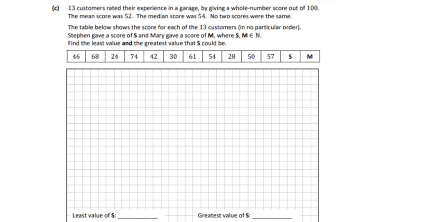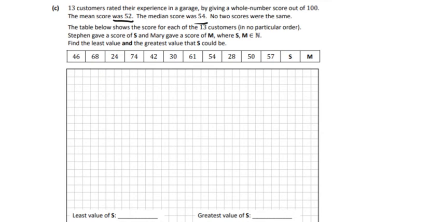Right. So for part C, then, they give us 13 numbers, and they tell us what the mean of them is, and they tell us what the median is, but they don't tell us what 2 of them are. So S and M. So these 2 here. So we must use the fact we know what the mean is and the median is to figure them out.